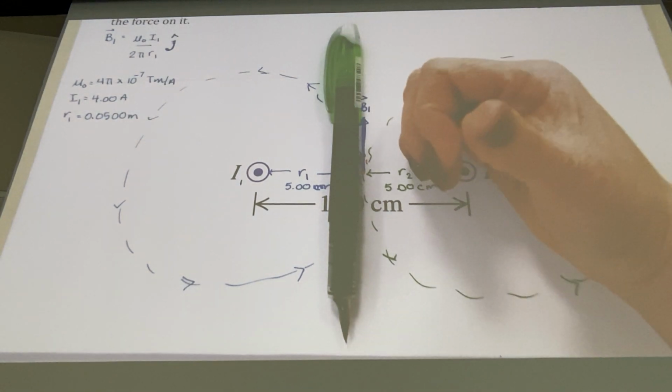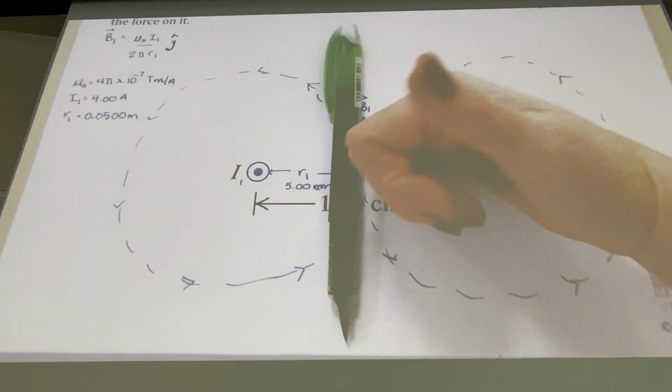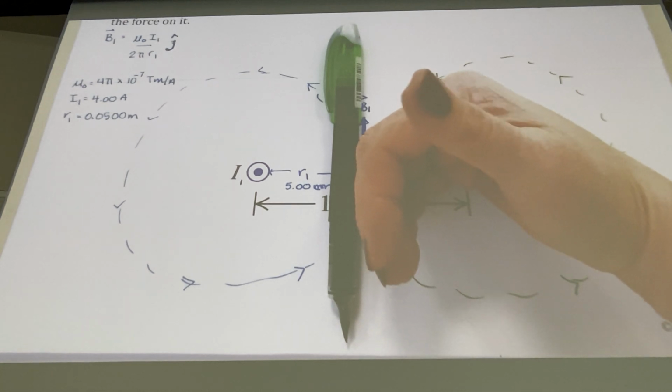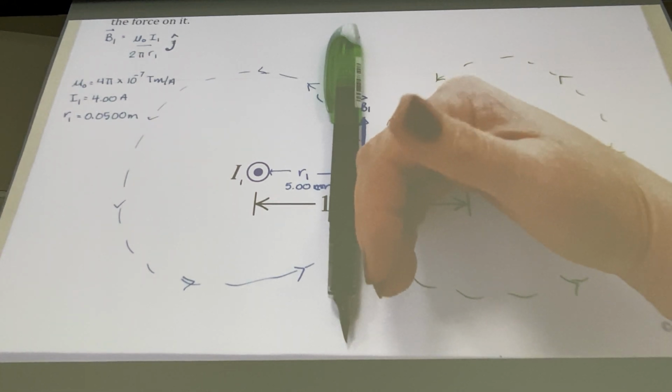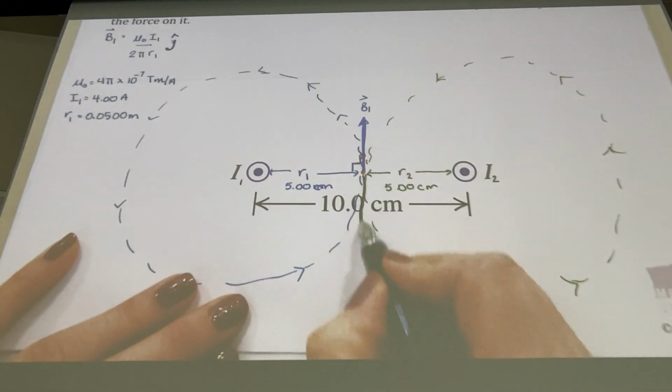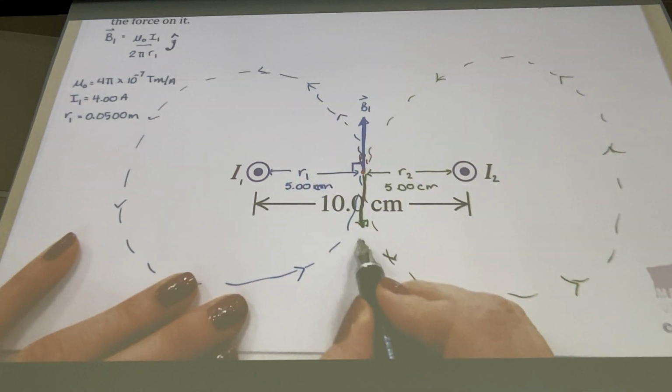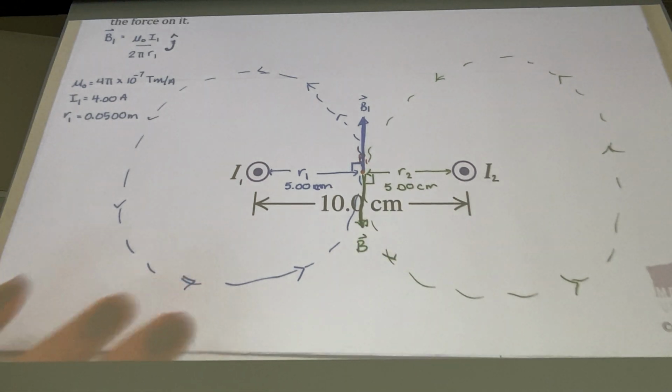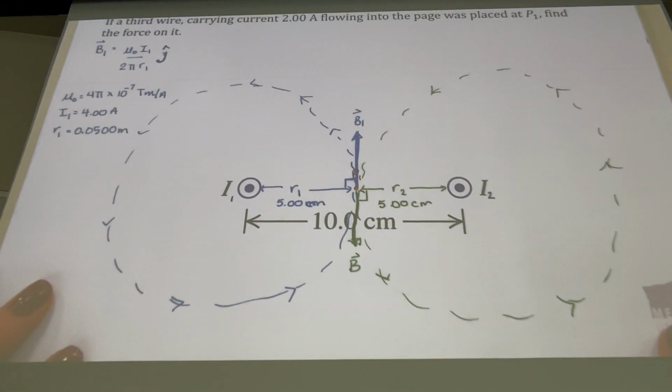Our thumb goes with our I2 out of the page. Put our knuckles on top of P1, ask what are our fingers doing. Those are pointing down, so this magnetic field B2 points down. So we'll draw our B2. Put in that that's a perpendicular. So now let's write down our vector B2.